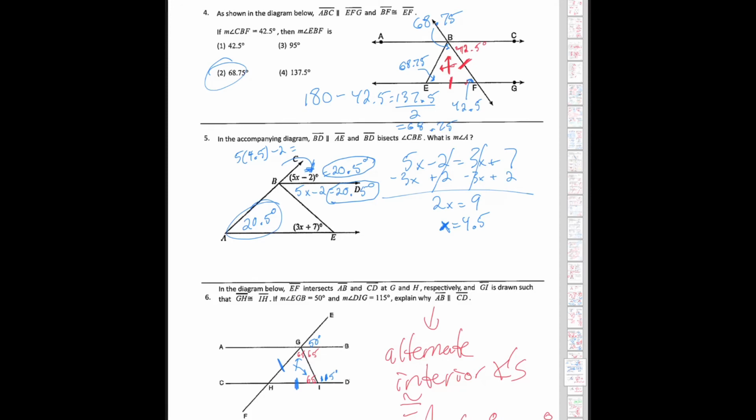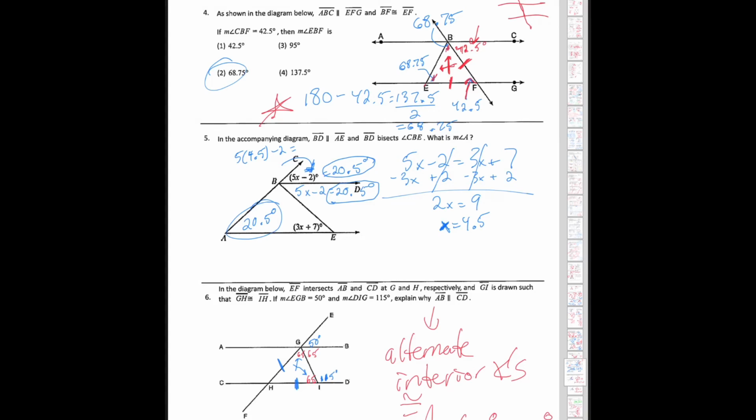I also have that CBF from the start was 42.5, which allows me to get this angle F here because they are alternate interior angles. Remember what our two parallel lines cut by a transversal looks like. Since these two sides are congruent, I could subtract 42.5 from 180 like I did here, and then divide it by 2 to get these two base angles of the triangle. So therefore, angle EBF is 68.75 degrees.